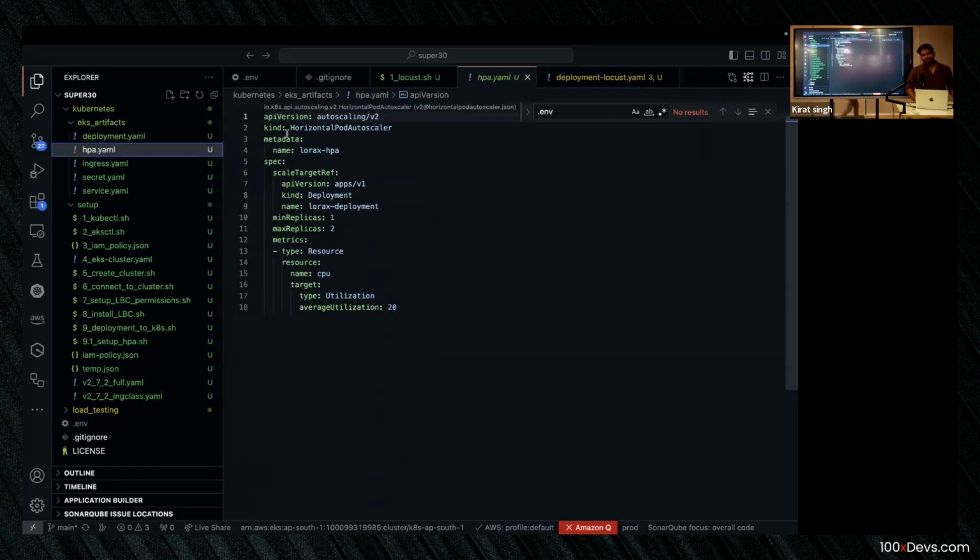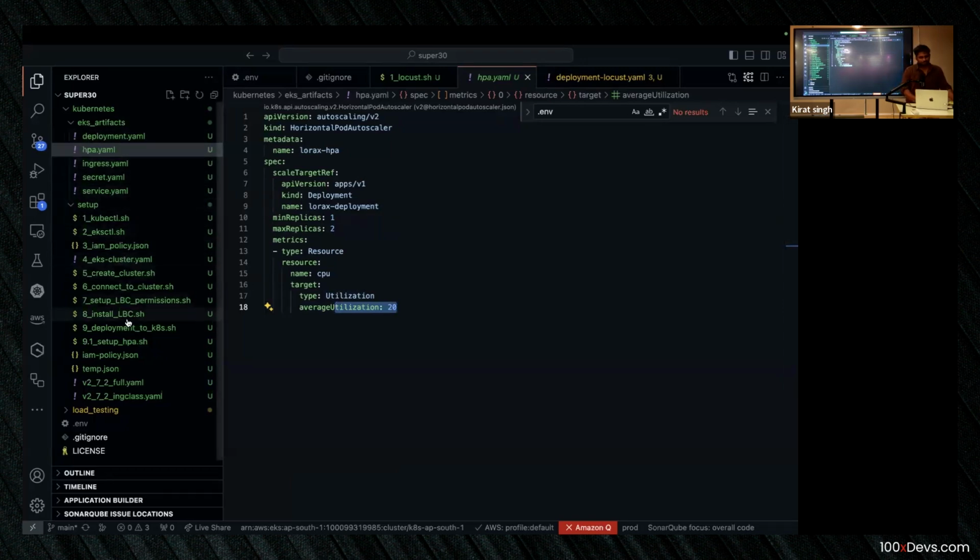Now, this is where HPA is. This is the file that you have to give to the horizontal pod autoscaler. When you give this file, you can see my deployment name is LoRax deployment, right? It's not Locust. I don't want Locust to scale up and down. I just want LoRax. So it's called LoRax deployment. It tells it to search for this deployment name. And you can see the CPU utilization, right? The target CPU utilization, if it's average 20, it's above that, scale up. Below that, scale down. So these are some of the things that I have to mention.